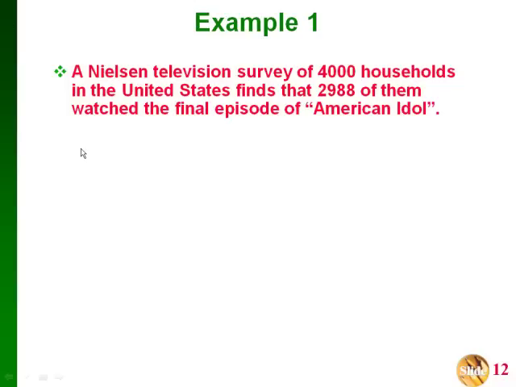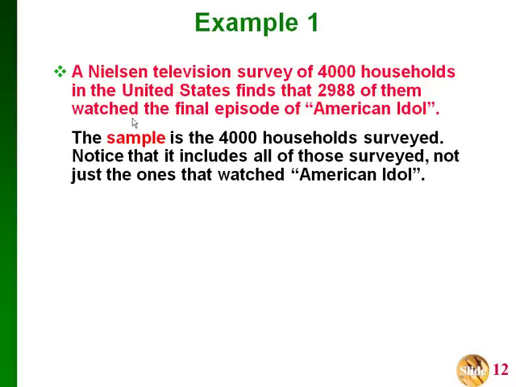Here's an example. A Nielsen television survey of 4,000 households in the United States finds that 2,988 of them watched the final episode of American Idol. So our question is going to be, what's the sample here and what's the population? The sample is going to be all of those households that were surveyed. And again, it doesn't make any difference what their response was, whether they watched American Idol or not.